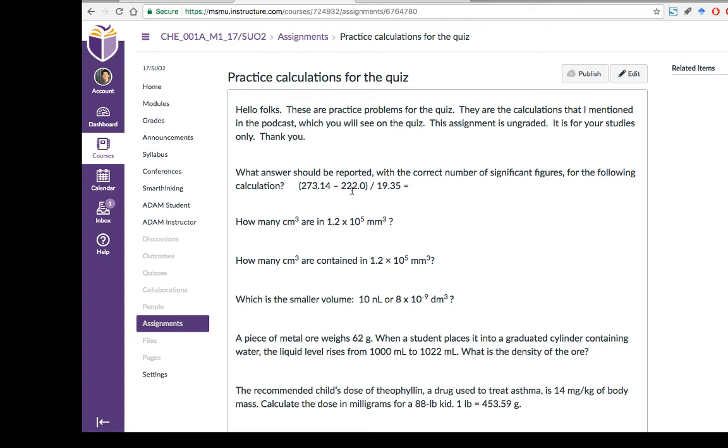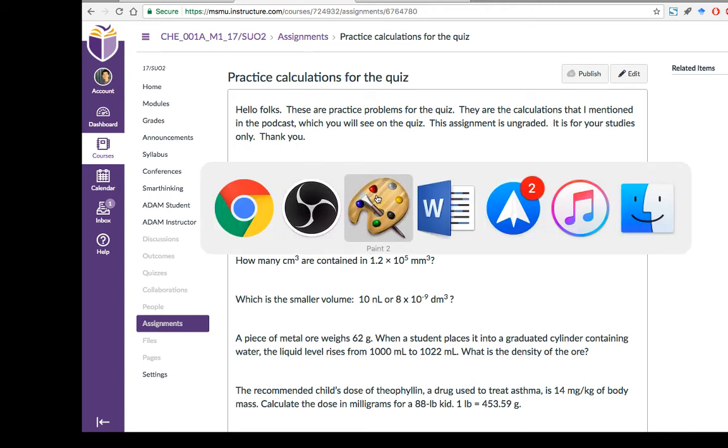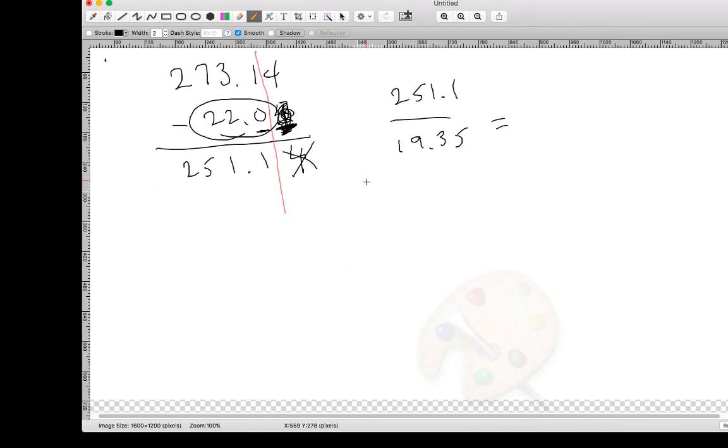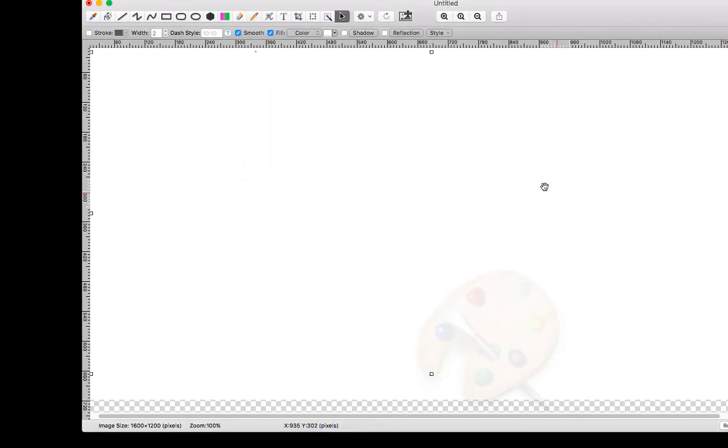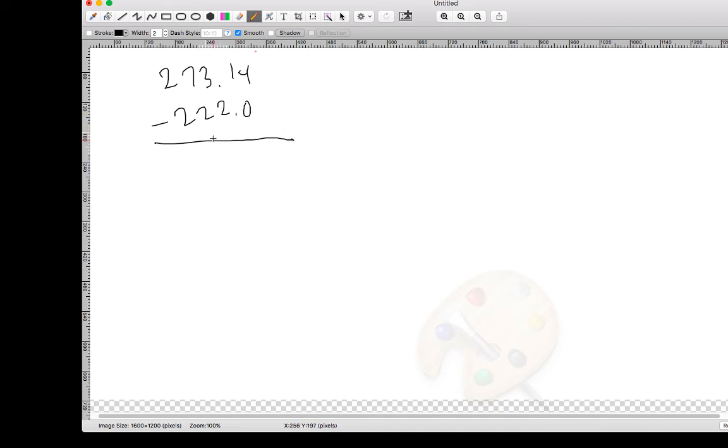Let's do what's in the parentheses first. 273.14 minus 222. Let's do that. Oops. Here, let's get a clean sheet of paper for you. Okay, nice and clean. All right, let's do 273.14 minus 22.0. What is the answer?